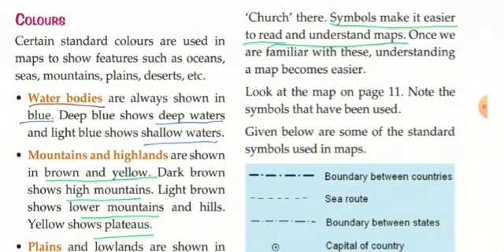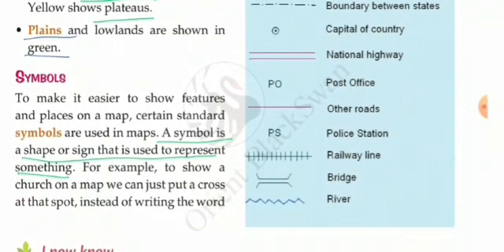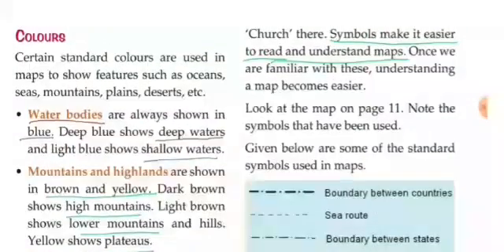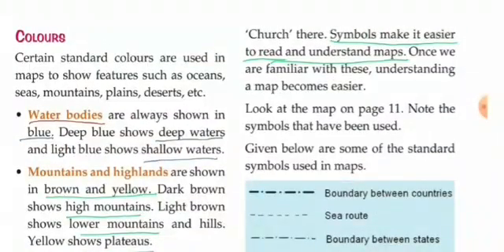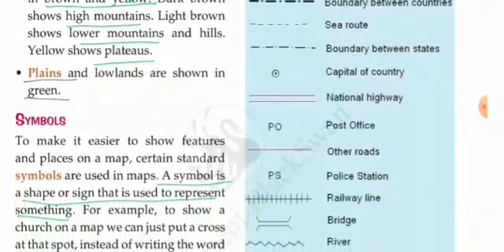Certain symbols are used on a map to show physical features and places. A symbol is a shape or sign that is used to represent something. For example, to show a church on a map, we can just put a cross at the spot instead of writing the word church. Symbols make it easier to read and understand maps. Here in this page, some standard symbols are given.